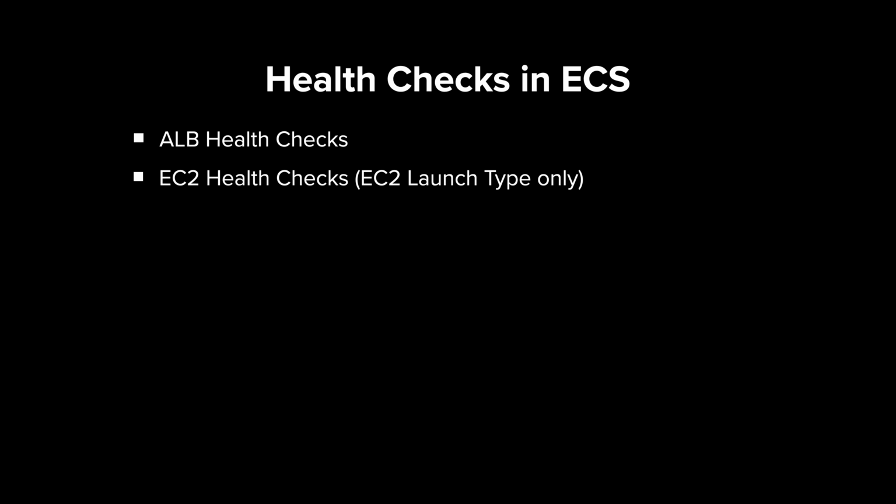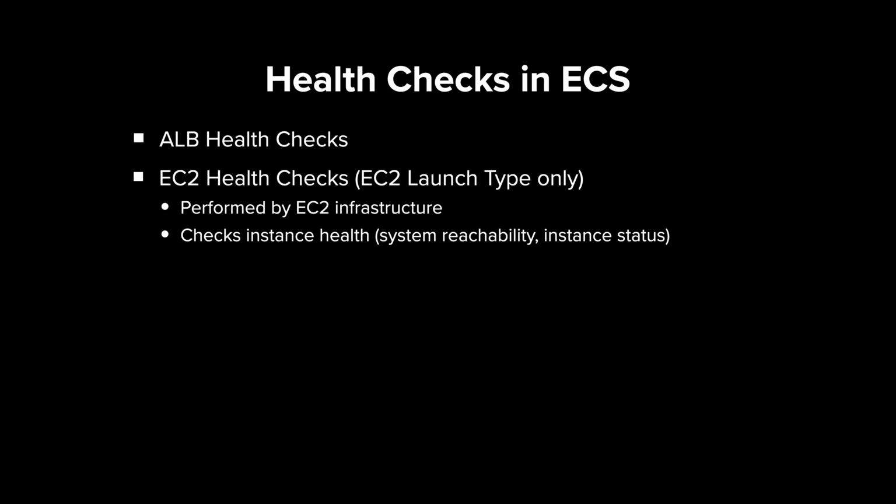The second type is EC2 health checks, which apply only to the EC2 launch type. These checks are performed by the EC2 infrastructure. They verify the health of the underlying EC2 instances by monitoring system reachability and instance status. If an instance is marked unhealthy, the auto-scaling group can terminate and replace it. This type of health check does not exist for Fargate, because the underlying instances are managed by AWS.